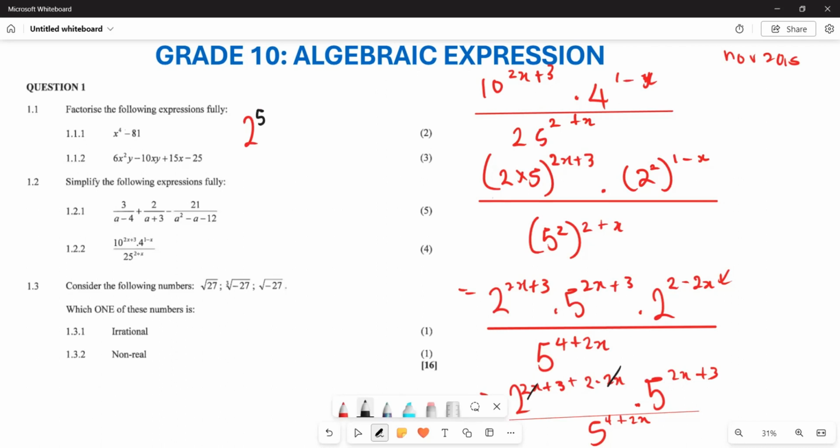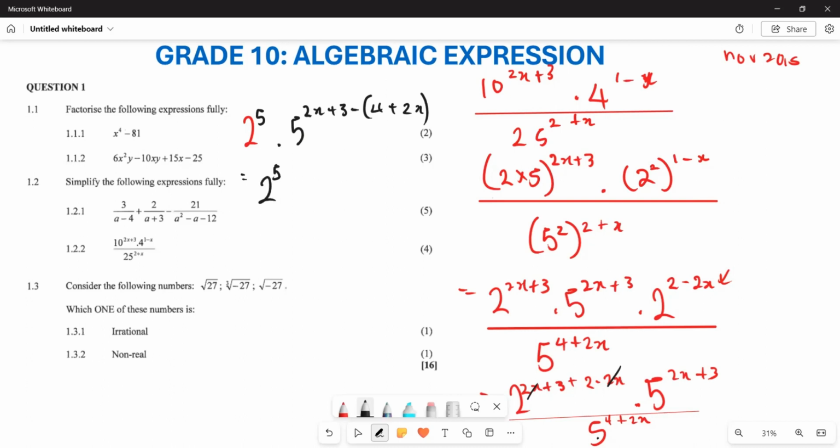Now let's come to the 5. This is multiplied by 5. Let's deal with the 5. This is 2x plus 3. Now you are dividing powers of the same base, so you are going to subtract the exponent. So this is going to be subtract 4 plus 2x. Basically, if you are dividing this 5 with this 5, the rule of exponents states that if you are dividing powers of the same base, you must subtract the exponent. So this is going to be 2 to the power of 5.